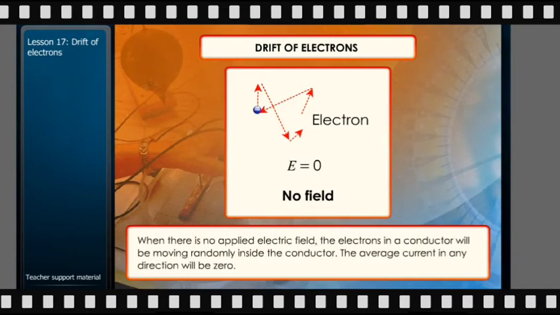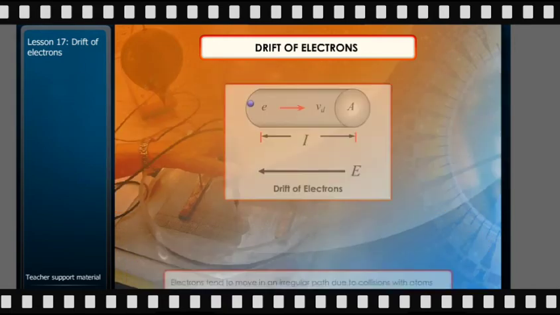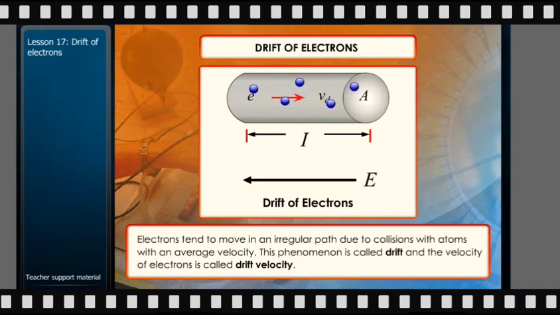When there is no applied electric field, the electrons in a conductor will be moving randomly inside the conductor. The average current in any direction will be zero. When an electric field is applied, the electrostatic force will accelerate electrons. Because of this force, the electrons drift in the direction opposite to the electric field and current flows. Electrons tend to move in an irregular path due to collisions with atoms with an average velocity. This phenomenon is called drift and the velocity of electrons is called drift velocity.